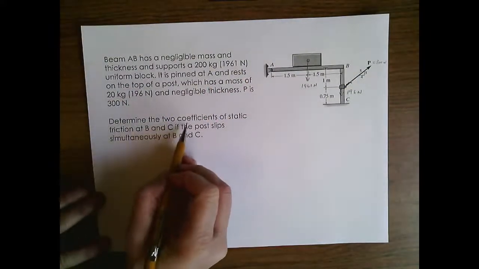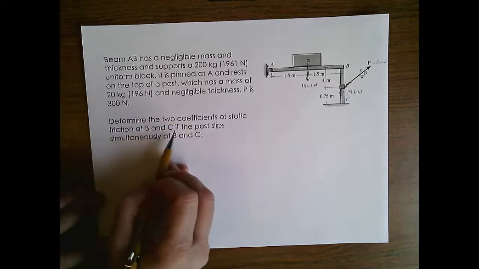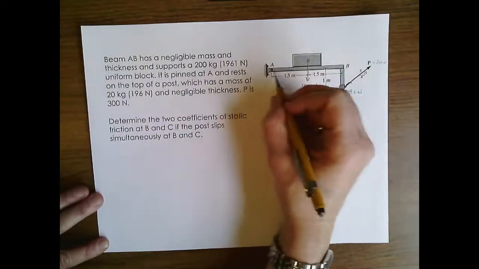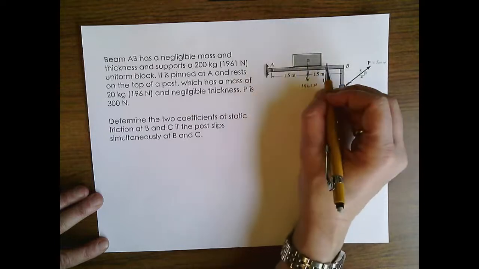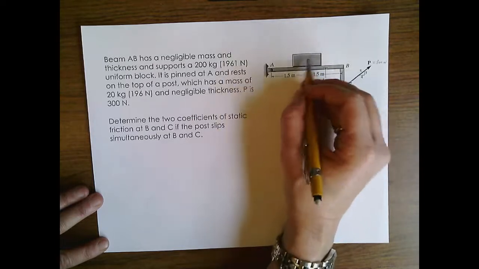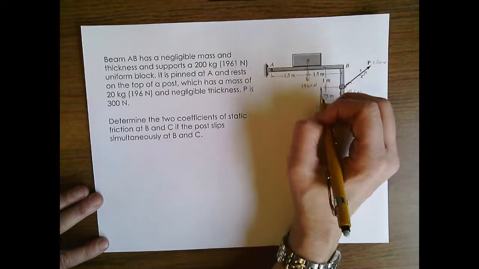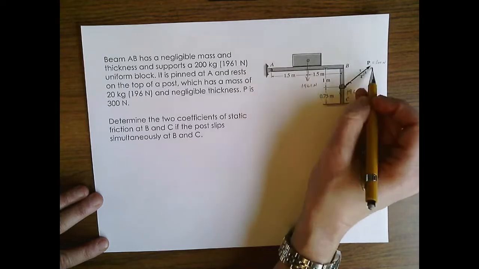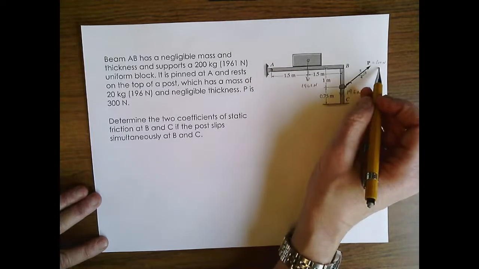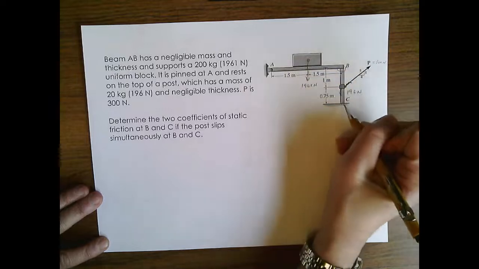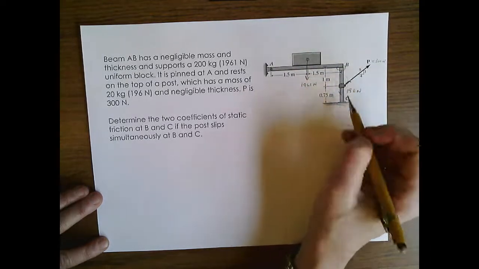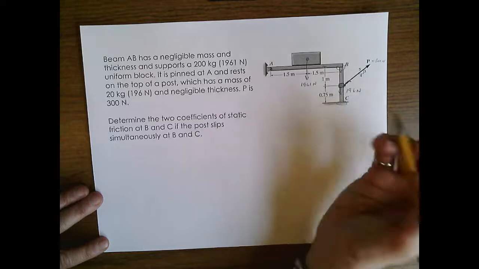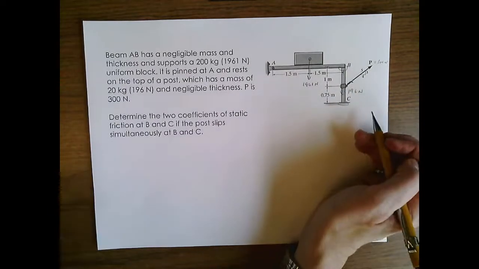Determine the two coefficients of static friction at B and C if the post slips simultaneously in B and C. Okay, so we got this post that's sitting under this plank. The plank itself is pinned at one end and it's supporting a uniform mass. We're going to pull this post out with a force of 300 newtons as directed. So what we're being asked is basically these 2 points are going to slip simultaneously. So in order for them to slip simultaneously, what should those coefficients of friction be? All right, cool.